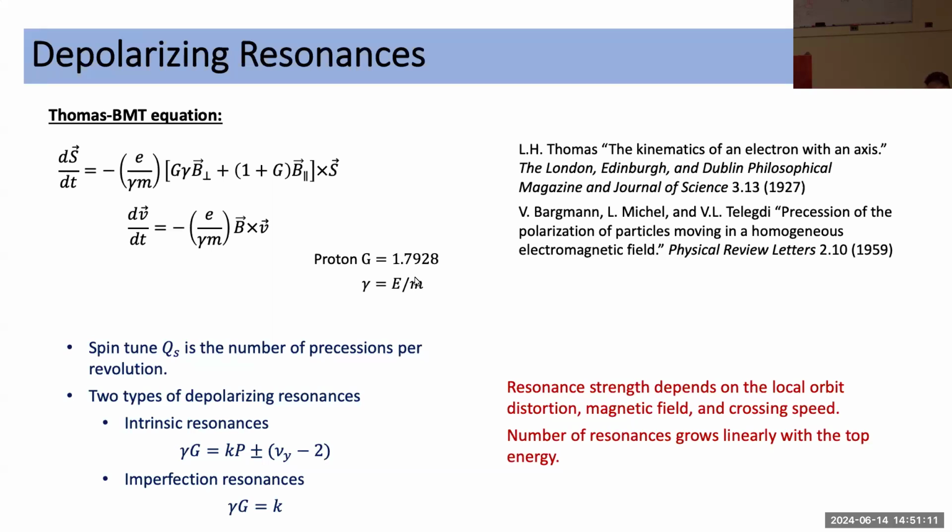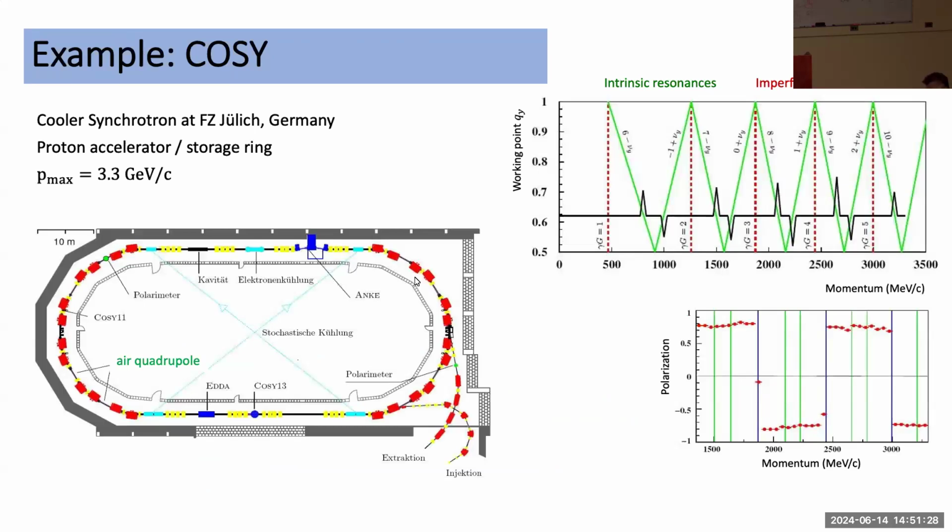So if the ring is composed of 10 sections that look identical, your periodicity is 10, so you would enter 10 here. And the nu_y is the vertical tune in this case. So I'd like to avoid those to be sure that your beam is polarized. This is an example from COSY actually, where this is just the 3.3 GeV machine. Still, you want to accelerate up.